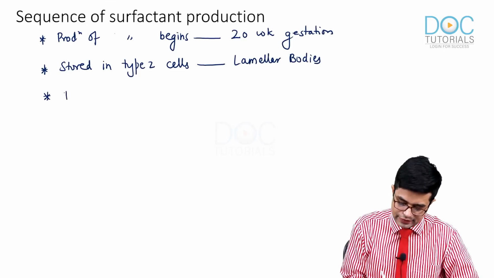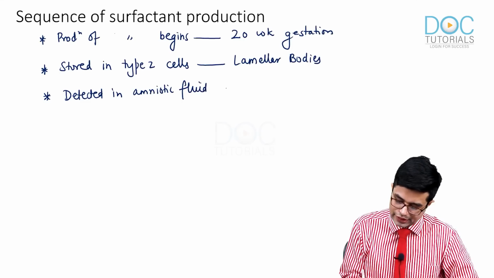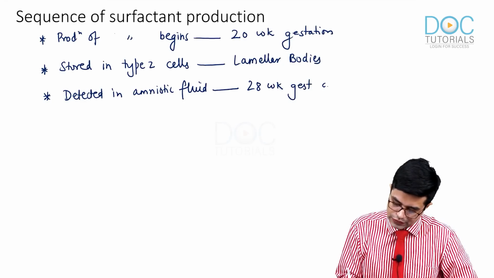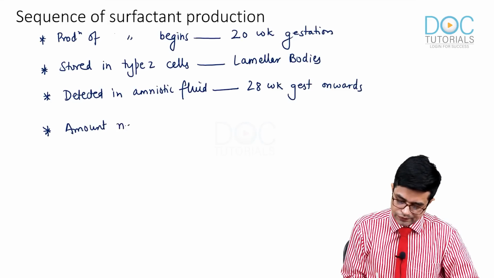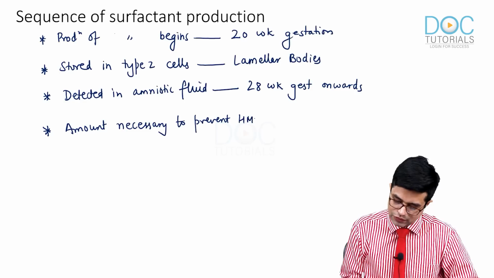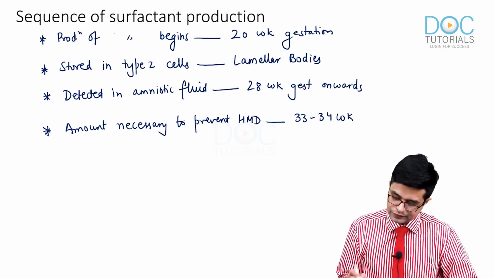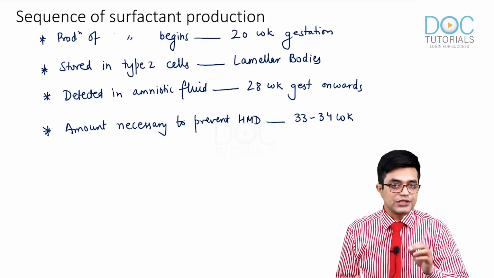It is detected in amniotic fluid. That is, it starts reaching the lumen of the alveoli at what age onwards? 28 weeks onwards. So 28 weeks of gestation onwards. The amount necessary to prevent HMD is attained at what age? 33 to 34 weeks. So all children who develop HMD are usually found to be less than this gestational age.